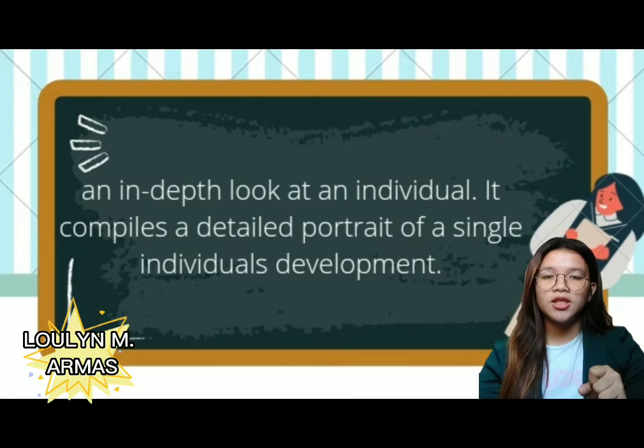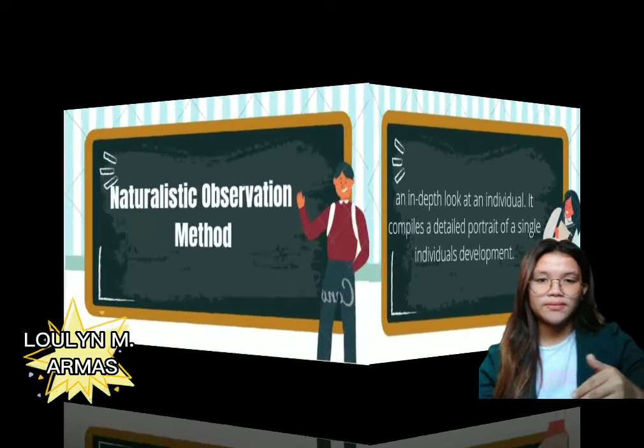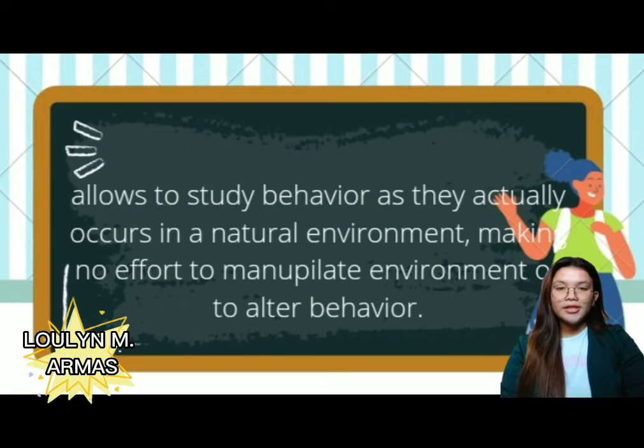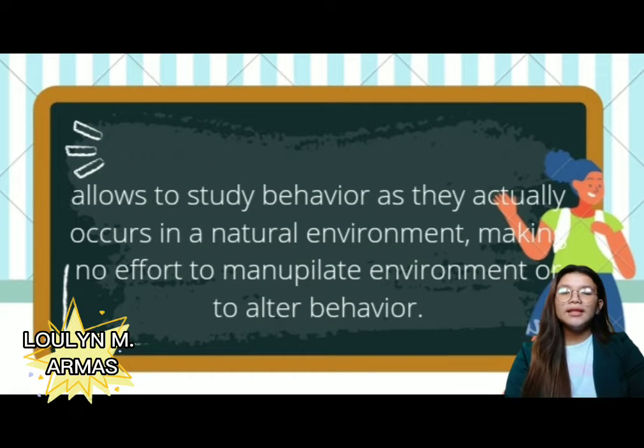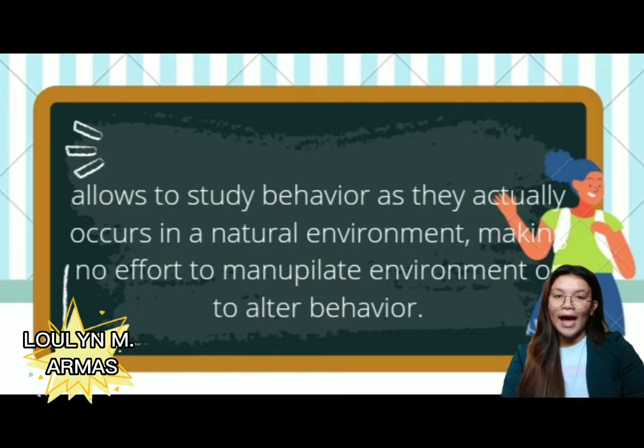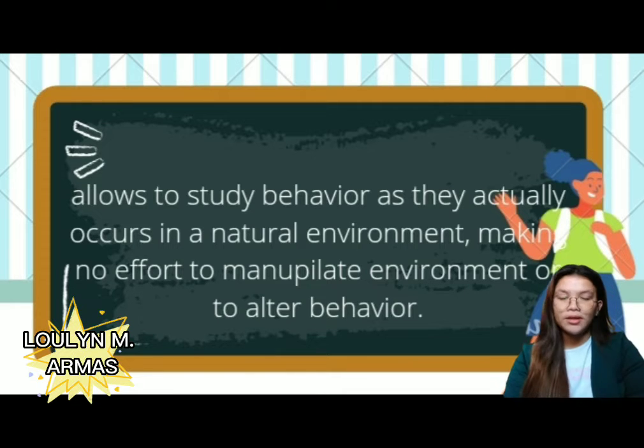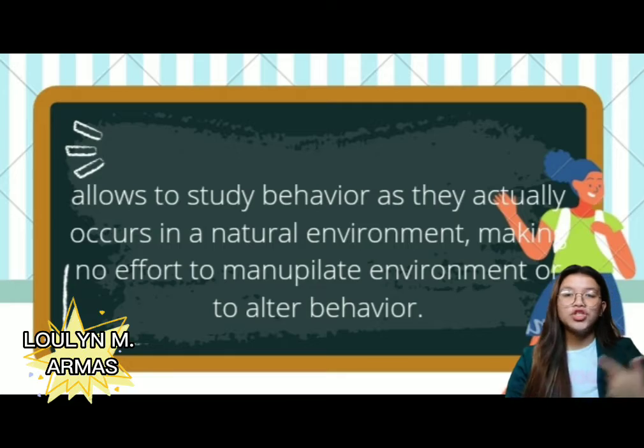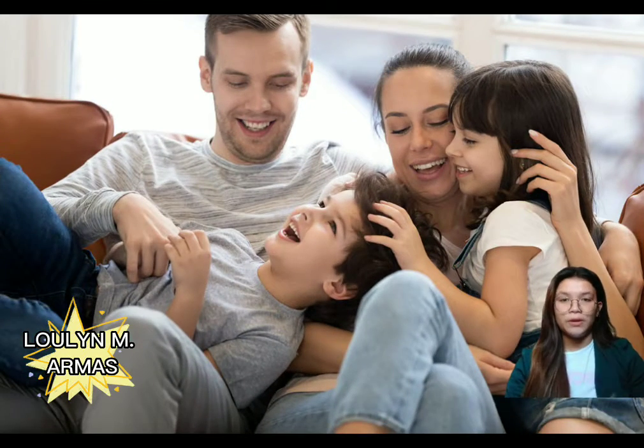The second child and adolescent development method is the naturalistic observation method. Naturalistic observation method allows us to study behavior as it actually occurs in a natural environment, making no effort to manipulate the environment or to alter behavior. So in this kind of research method, you are going to observe the behavior of the child that occurs in specific settings, like if the child is together with her family, or together with her friends and other people.